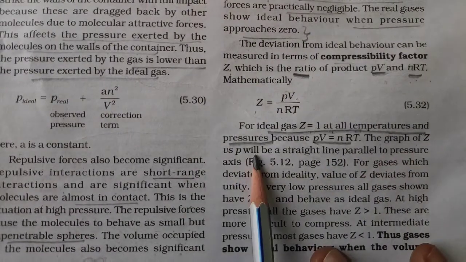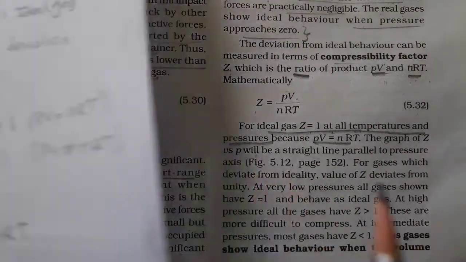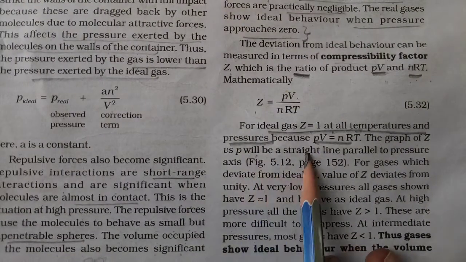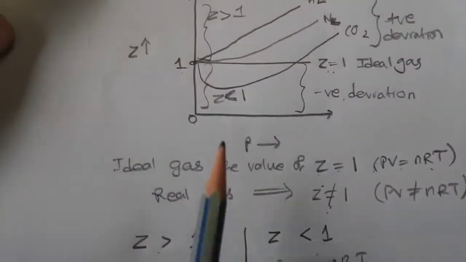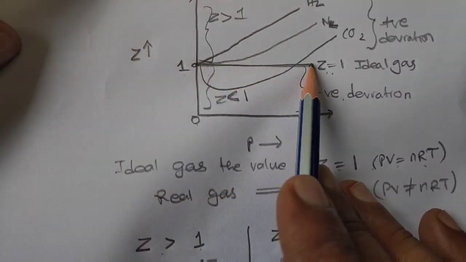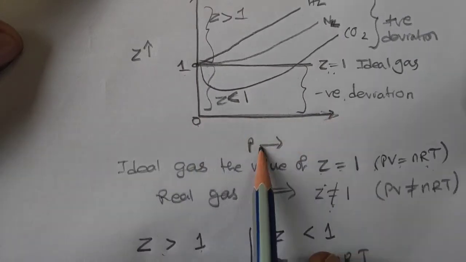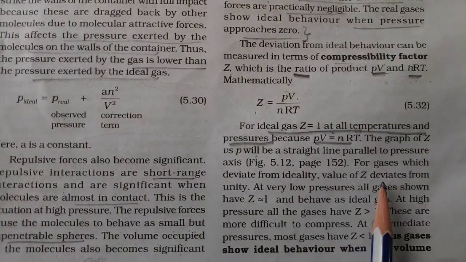The graph of Z versus P, this was the graph we have seen. We will go through the textbook also. It will be a straight line parallel to the pressure axis. Straight line parallel to the pressure axis means this is the part they are talking about. Right? Now the next part.